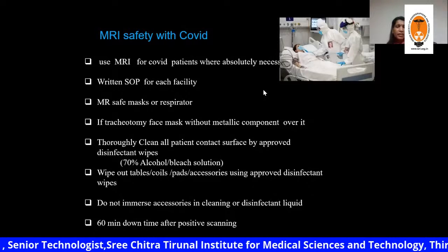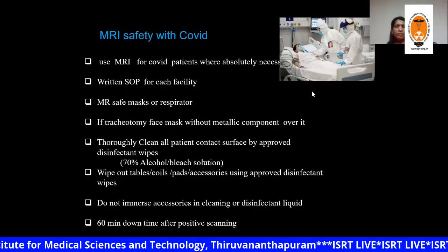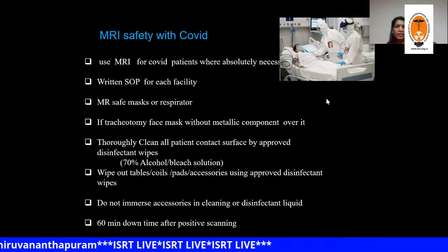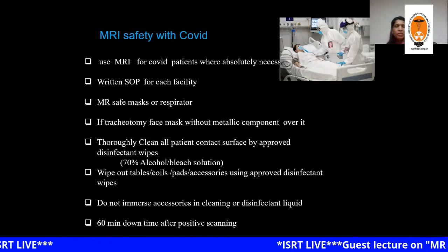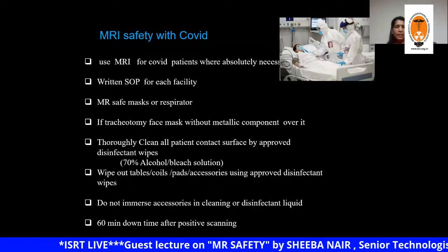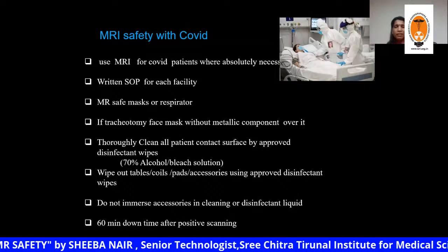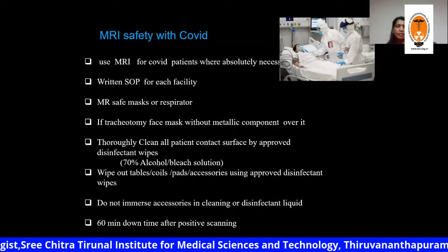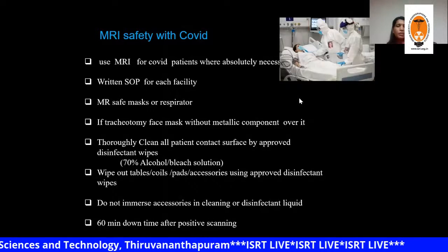MR imaging is not routinely recommended for COVID patients. If it is non-urgent, we can postpone the examination. But if there is absolute clinical necessity, we can do the MR scanning. Each facility should have a written standard operating procedure for taking COVID positive cases for MRA. These patients should always wear an MR safe mask or respirator. Masks may contain conducting metallic materials, which have to be removed prior to MRA.